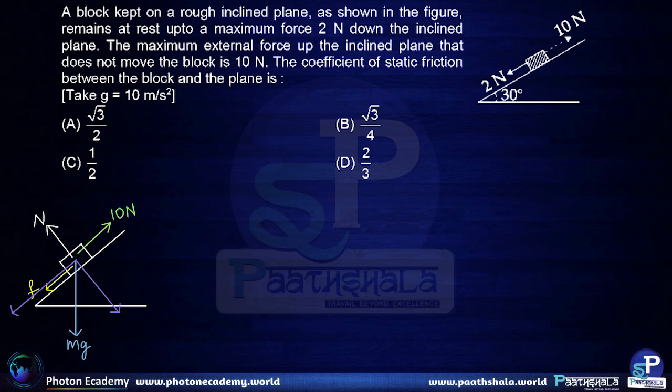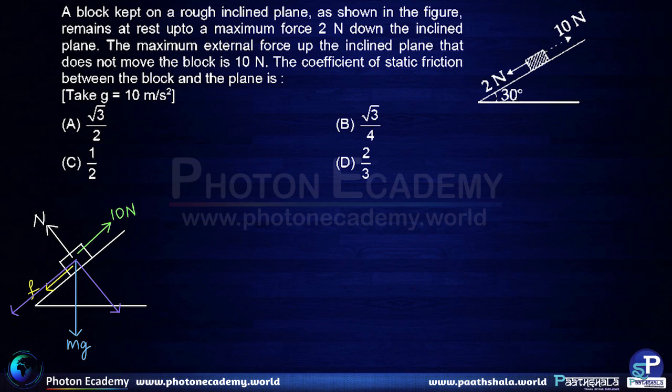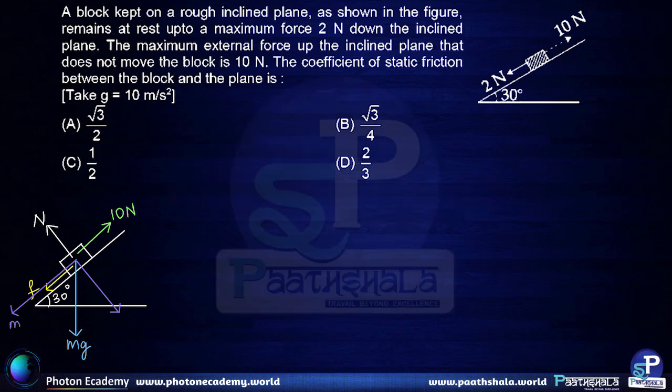Now in the second case, 10 Newton of force is applied up the inclined plane. Due to this, the friction will act down the inclined plane. The other forces acting on the block are mg and normal. So the component of mg along the inclined plane will be mg sine 30, where this angle is 30 degrees. So mg sine 30 is mg by 2, and the component of mg perpendicular to the inclined plane will be mg cos 30, that is mg root 3 by 2.